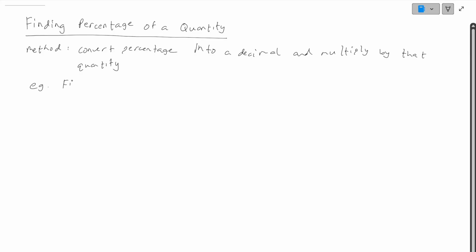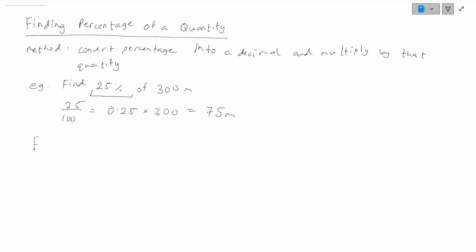Suppose we are told to find 25% of 300 meters. For this, what we will need to do is change that 25% into a decimal. And for that, you just divide by 100. And that will just make it 0.25. Then take that 0.25 and multiply it by 300. And what you'll get here is 75 meters. Therefore, 25% of 300 meters is 75 meters.